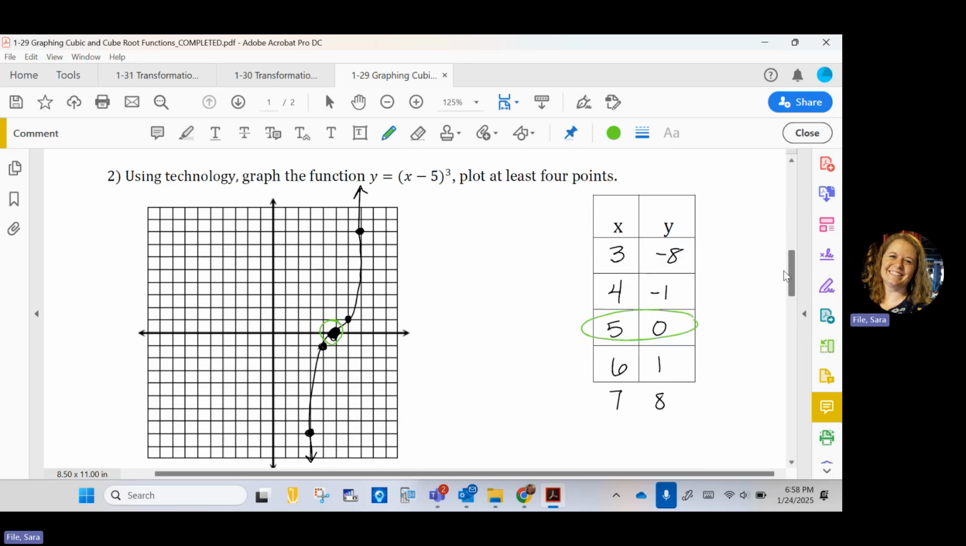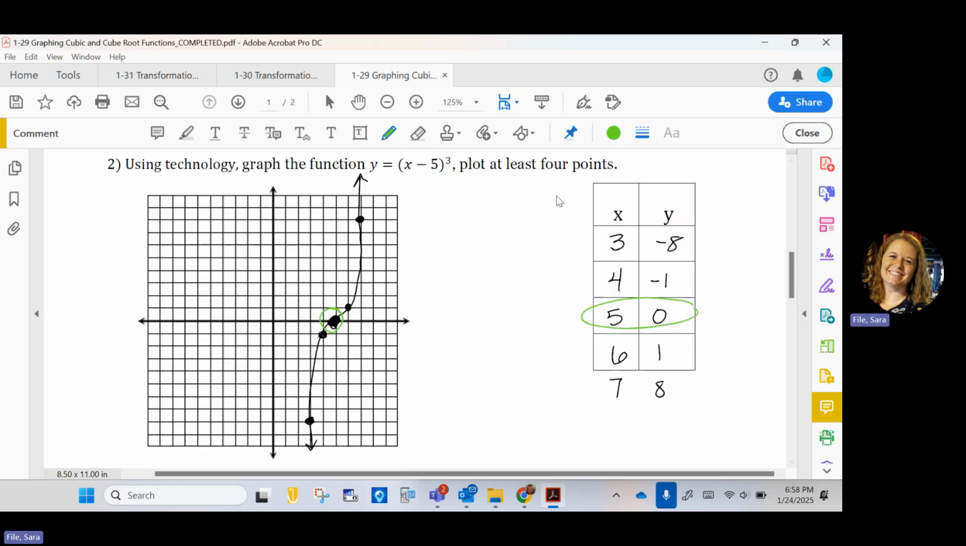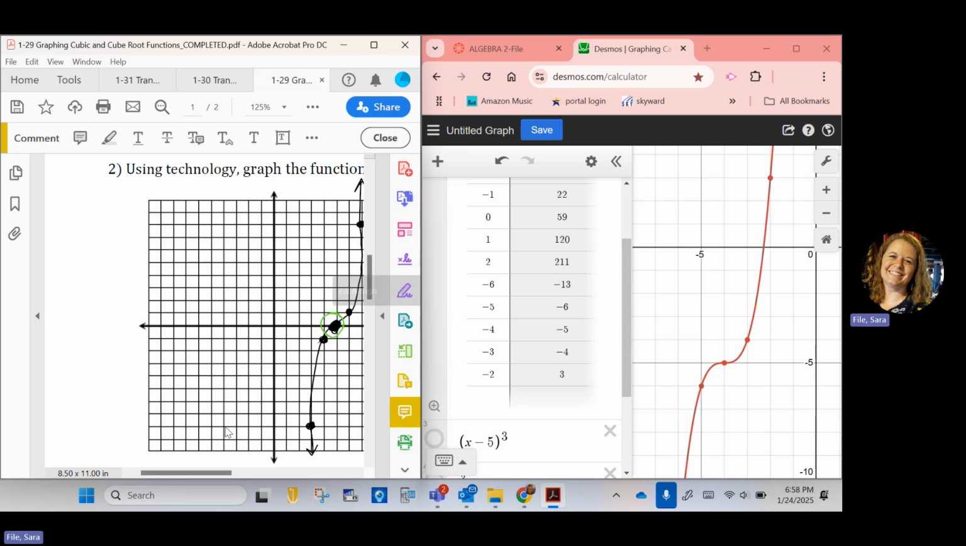Then I did the same thing. You should give it a try and see if you get this same graph. Make sure you can type this in. You know how to get a cube in Desmos on your technology. My point of inflection is on my table, and I could see it on my graph, and so I got my table, and it was at (5, 0).